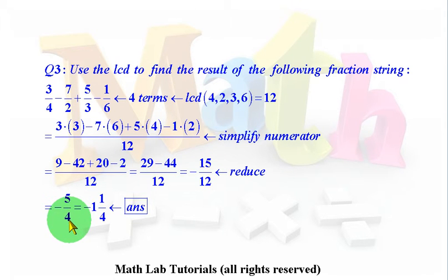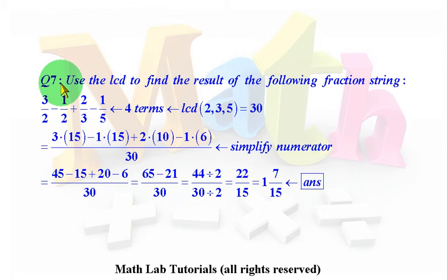Now, minus 5 over 4 is an improper fraction. At the end, if you really want to convert to a mixed fraction, you put the minus sign down. 4 goes into 5 once with 1 remainder. So you get minus 1 and 1/4, and that's your final answer in mixed fraction form. Let's go on to the next question.